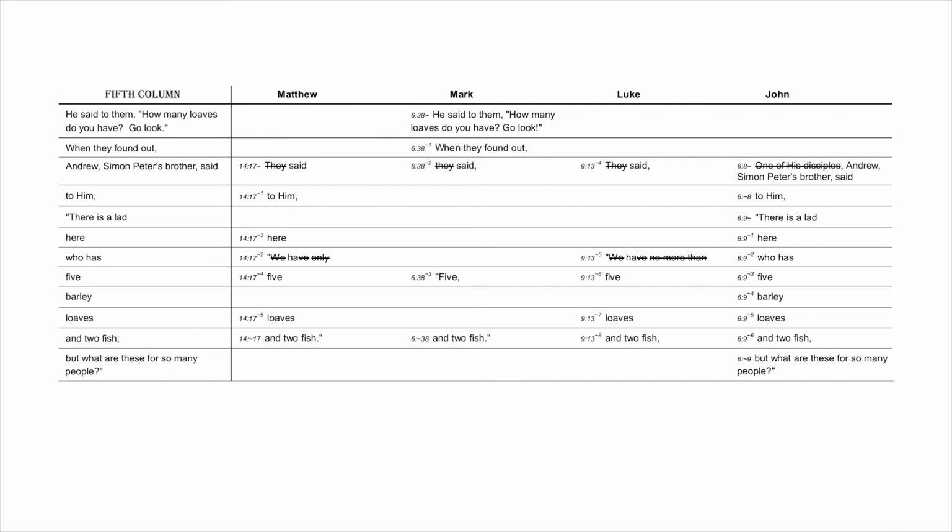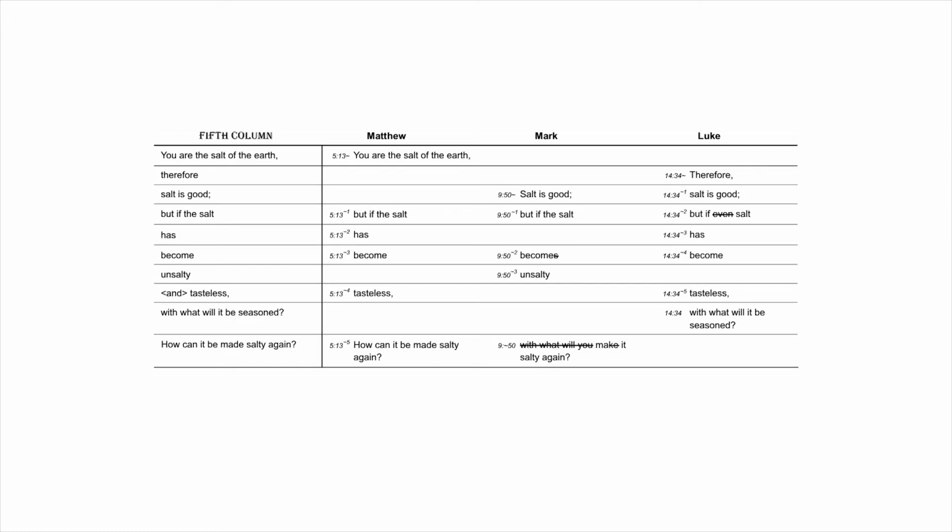Occasionally, to maintain a smooth and logical flow of thought and action from one line of text to the next, or from one scene of action to the next, it is useful to add a word to the text of the 5th column that does not appear within that line of the 4 original Gospel columns.